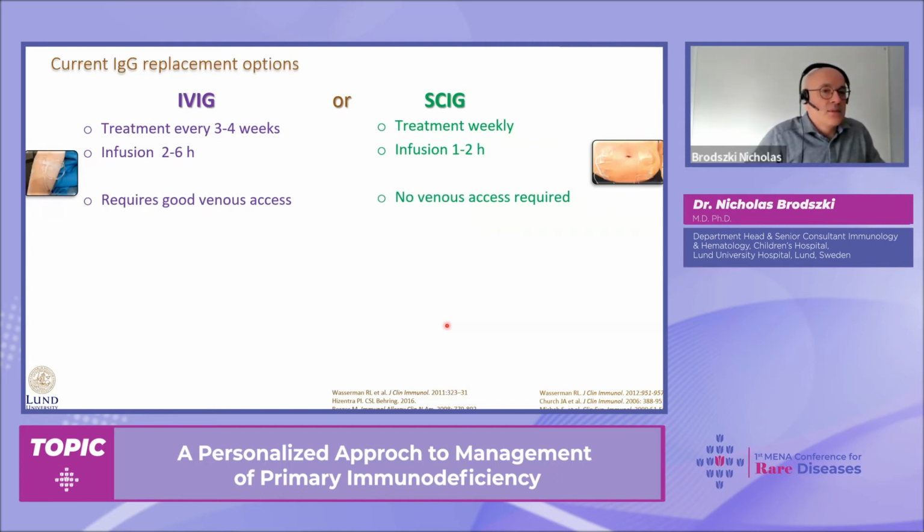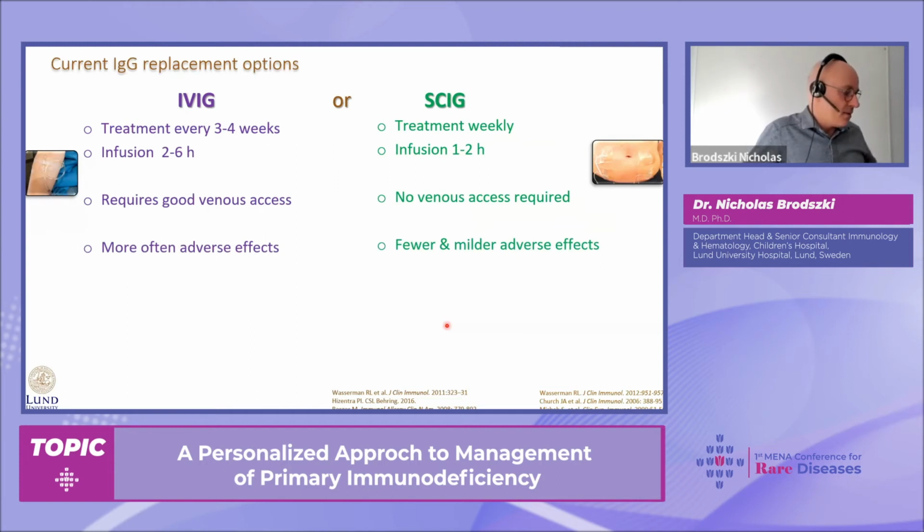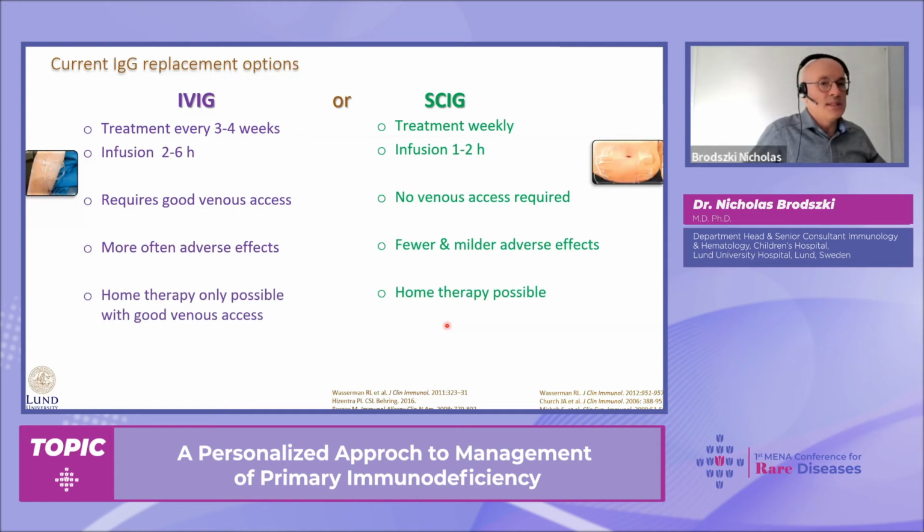The adverse events, I'm going to come back to in a moment. Home therapy is not possible usually with IVIG, at least not in Scandinavia. We do not have nurses traveling home to the patients, and usually there are very few patients who are able to insert their needles. So we usually do not recommend IVIG for home treatment. It also requires trained personnel, while if you have a subcutaneous treatment, then usually the patient can do it or the parents can do it themselves.